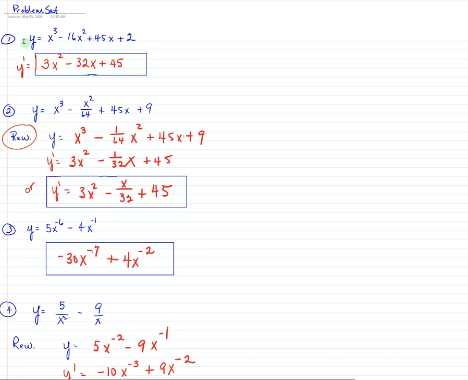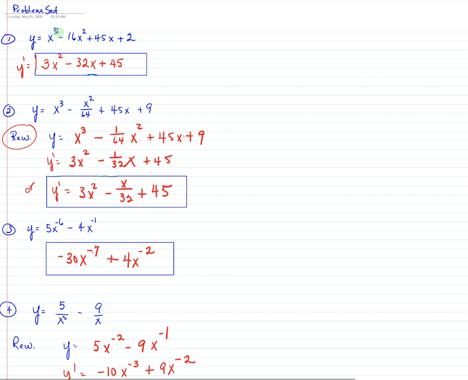So here we have number one. And number one, these just say find the derivative. I haven't shared the typed part, but this is what the function is in your problem set. So you have y equals, and it's a cubic function. When you have a polynomial like that, you're just going to take the derivative of each part.